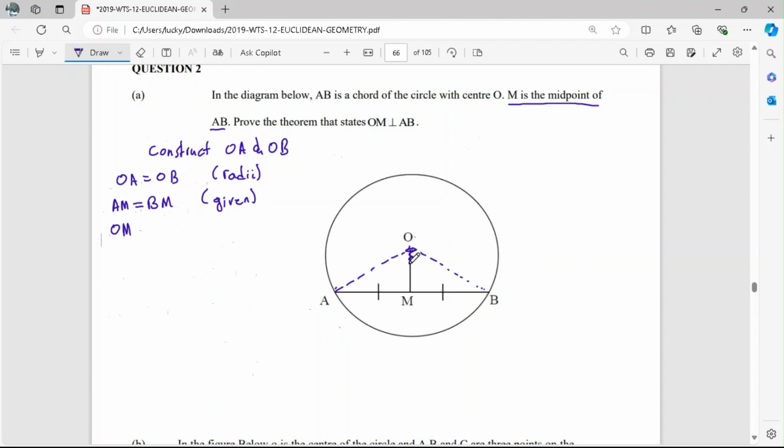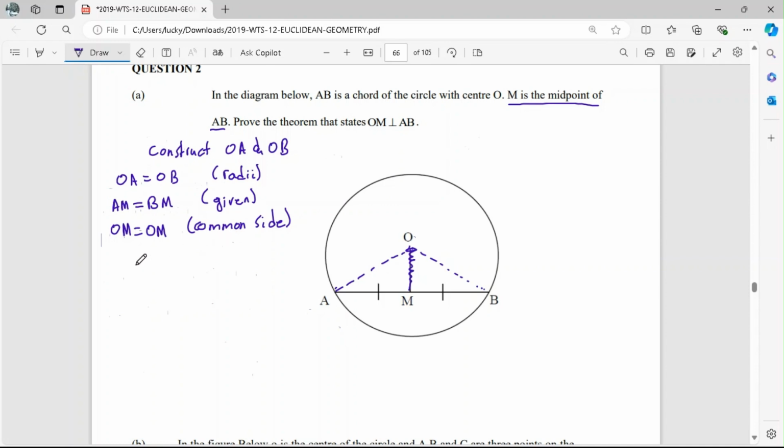You can see that this side is shared by these two triangles. I know most people like to say OM equals OM, then they write common side. No problem with that. So I'll do that. Let's follow the crowd.